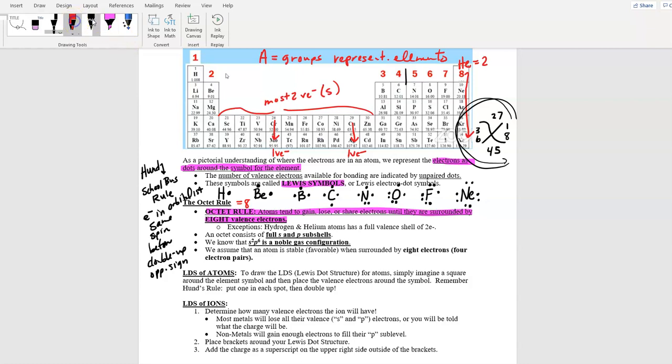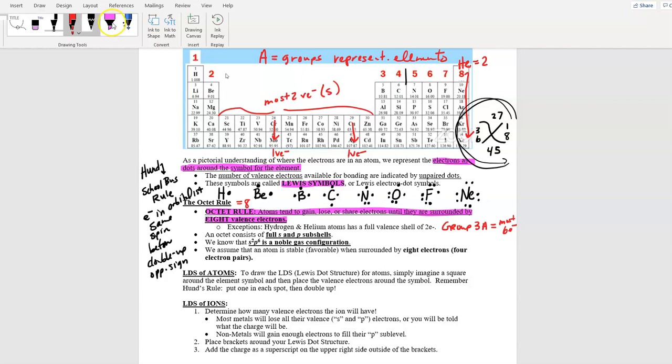There are some other exceptions also in group 3A, which is right here, boron's group. They tend to the most get to 6. And you'll know why, like I said, when we get to the drawings. So anybody in group 3A, so boron, aluminum, gallium, so forth, they don't tend to get to 8. The most they can usually do is 6 because 3 times 2 is 6.